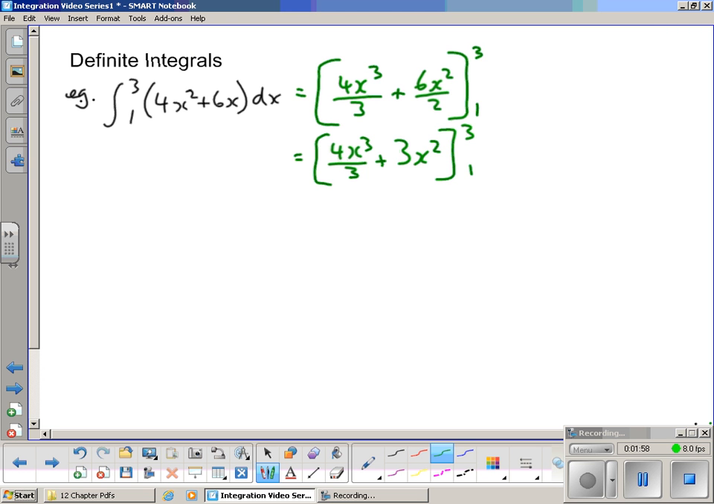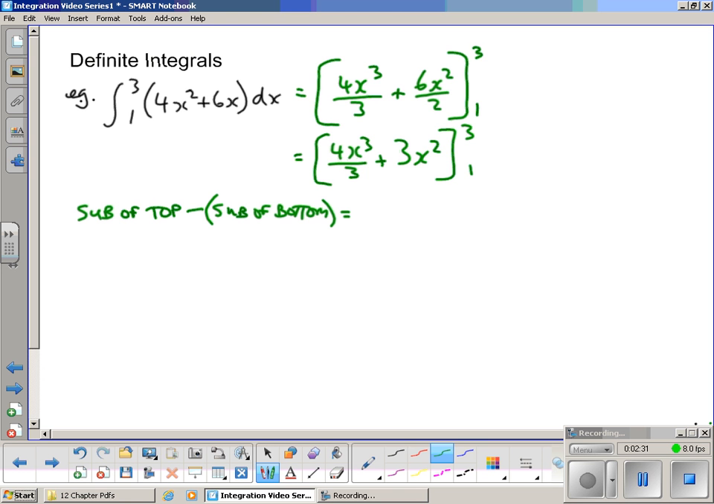Now the pattern we're going to use here, we're going to substitute the top number, in this case 3, and then minus the substitution of the bottom number. Now I'm going to put a bracket around that little guide there, because it's really important in these questions to be careful with the subtraction of the second section. So let's have a look here.